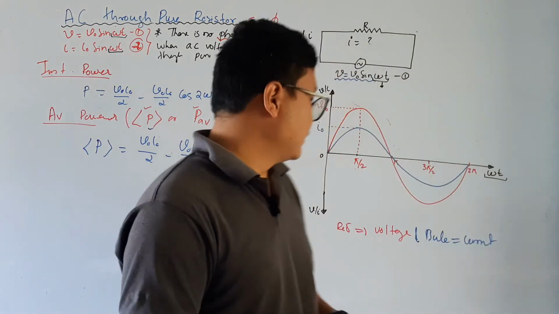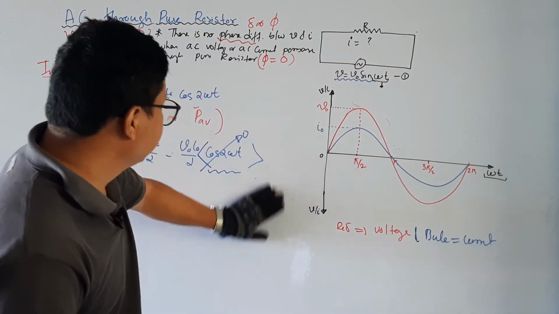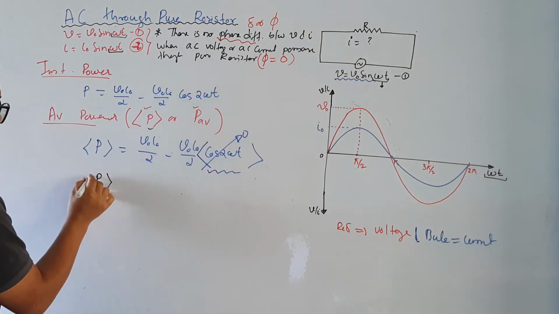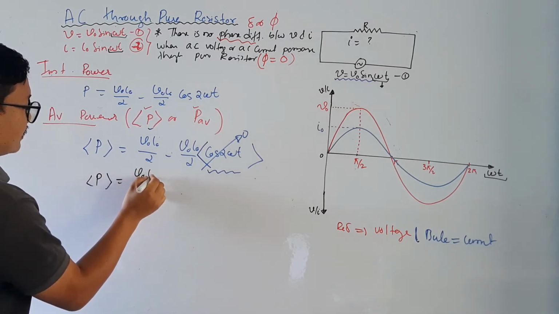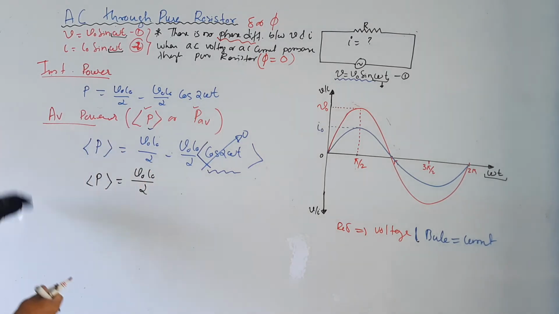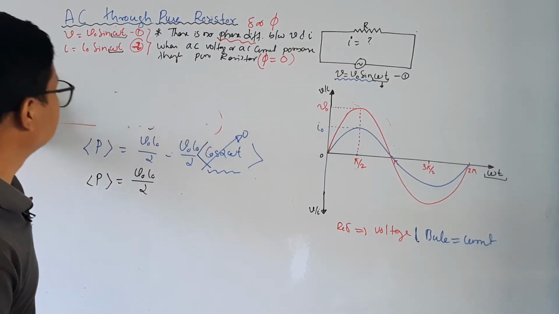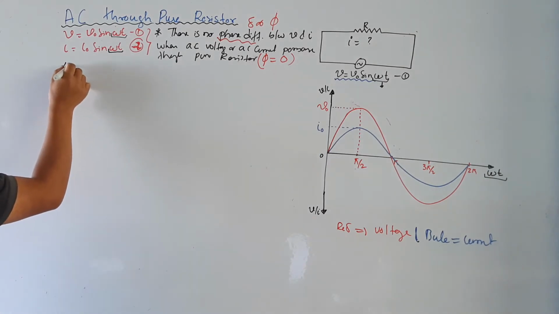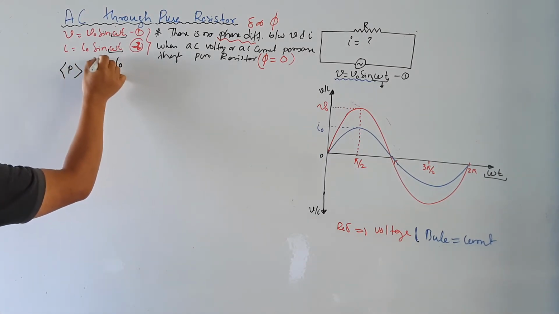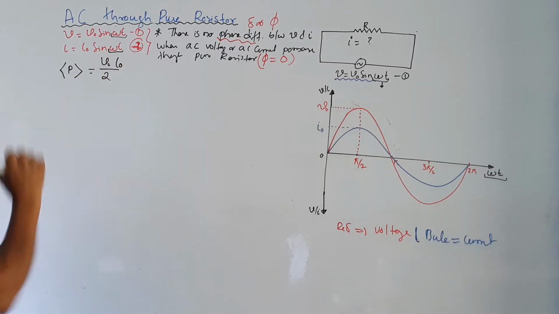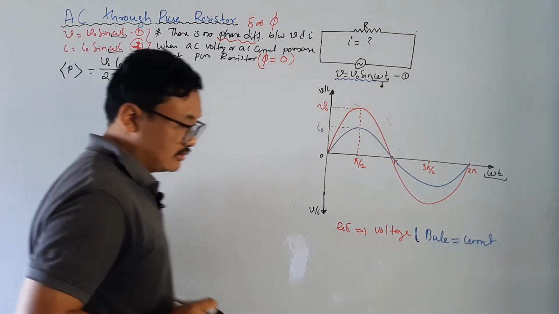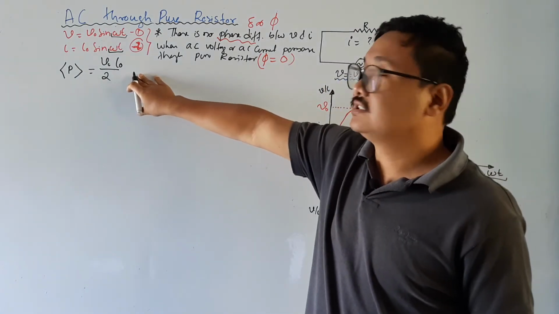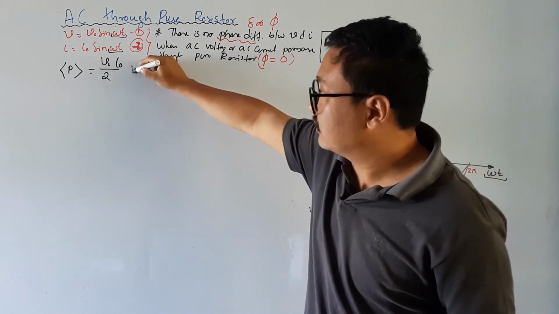So I got the average power very easily. If this is 0, then this whole term will become 0. Then P average will be V0 and I0 divided by 2. So let me write here, the value of average power that we got here, P average is equal to V0 I0 by 2. This is the power that we actually measure in any electrical component when AC passes through it. So this has very important significance.